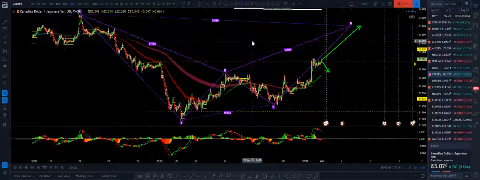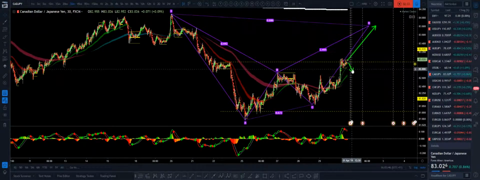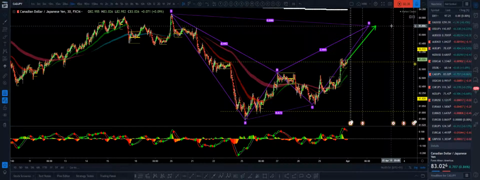So CADJPY is in an uptrend. We can long for 100 points, 80 to 83.80.